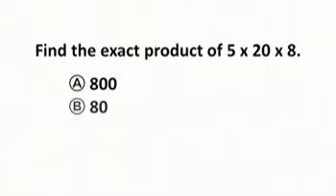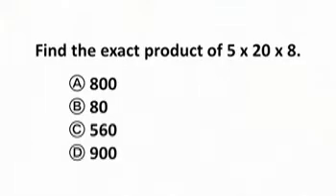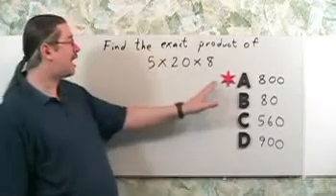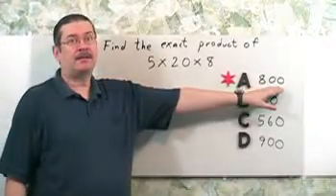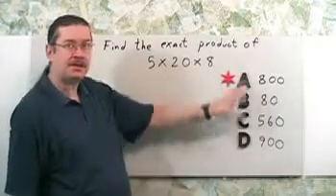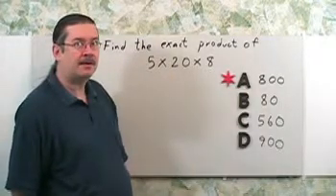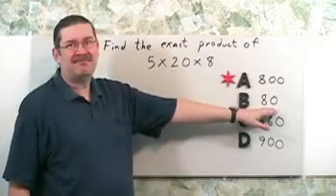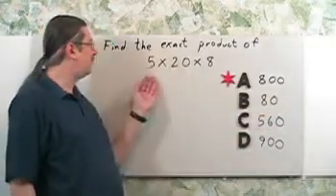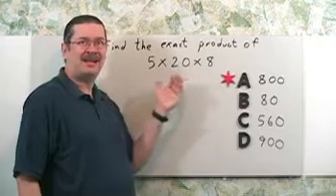Find the exact product of 5 times 20 times 8. The correct answer is A, 800. If you had to eliminate a choice, which one would you do? Well, probably B, 80. It's the only one that's 2 digits. Plus, given the numbers presented to you, it's too small.